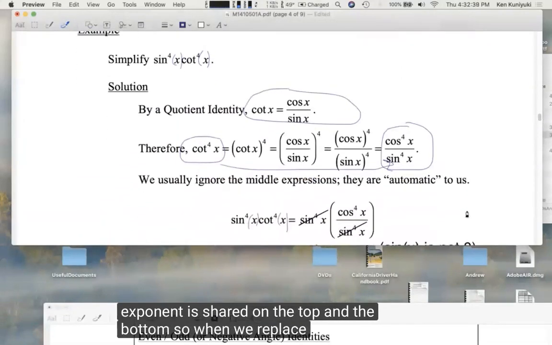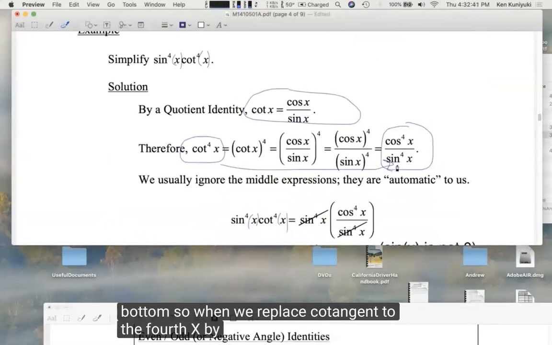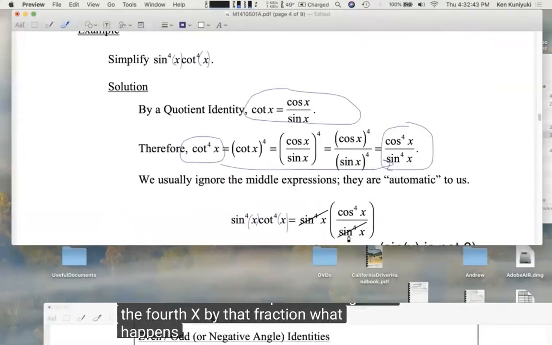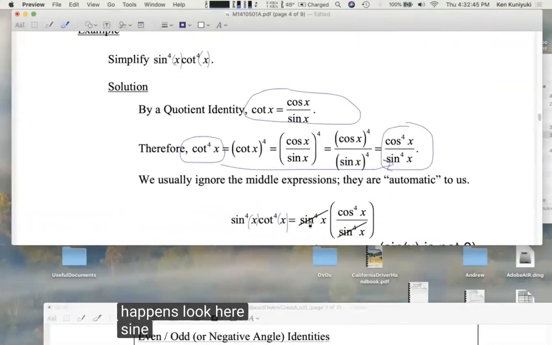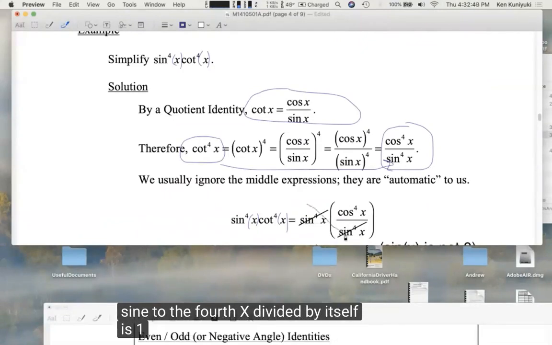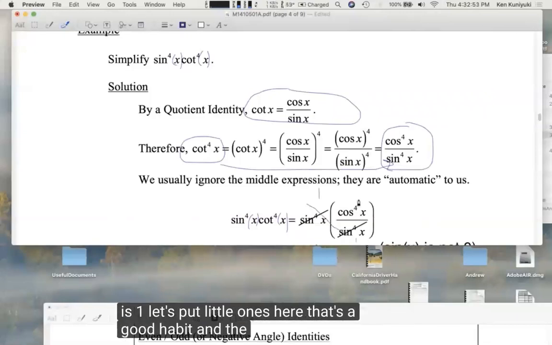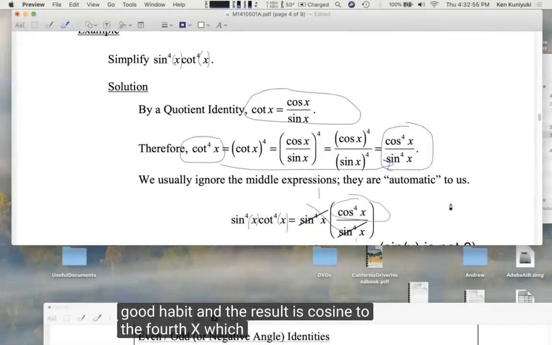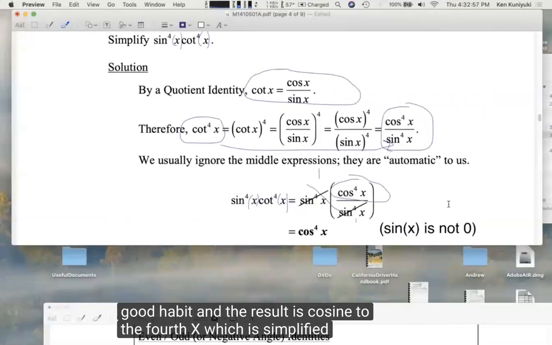So when we replace cotangent to the 4th x by that fraction, what happens? Look here. Sine to the 4th x divided by itself is 1. Let's put little ones here. That's a good habit. And the result is cosine to the 4th x, which is simplified.